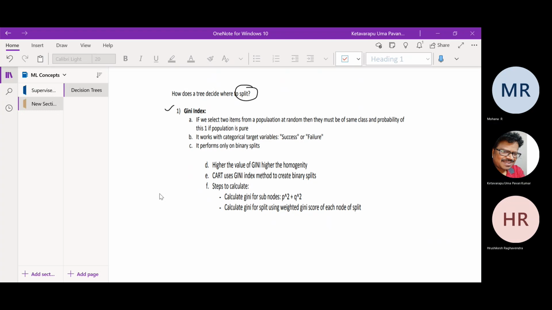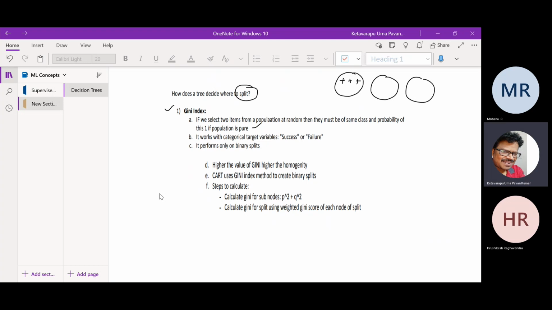Out of three, the first measure is the Gini index, used to split the appropriate nodes of the tree. Gini means: if you select two items from a population at random, they must belong to the same class, and the probability of this is pure. Pure and impure means, guys, suppose the sample I am taking from multiple sets, and you see here only one type of data I am having.